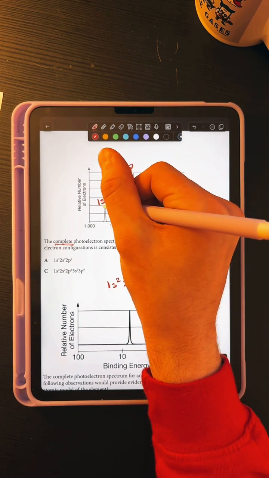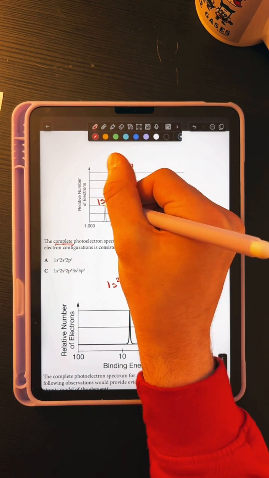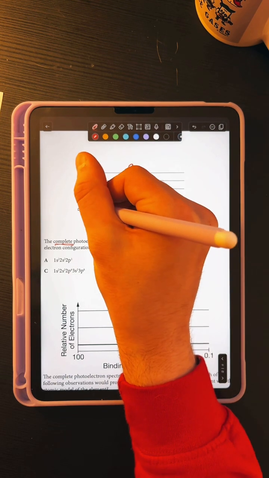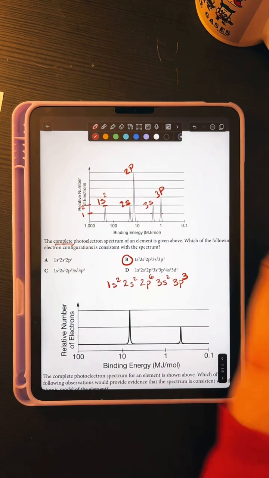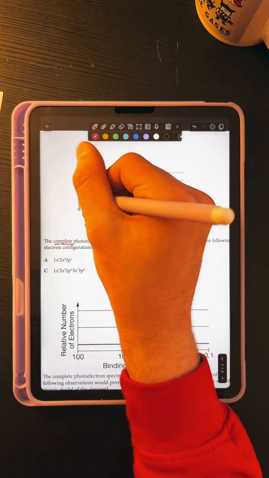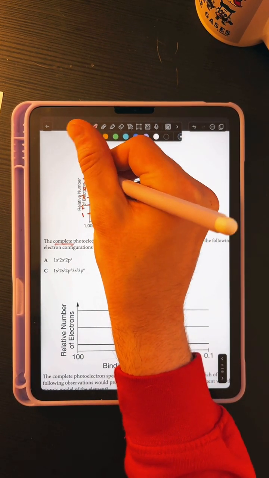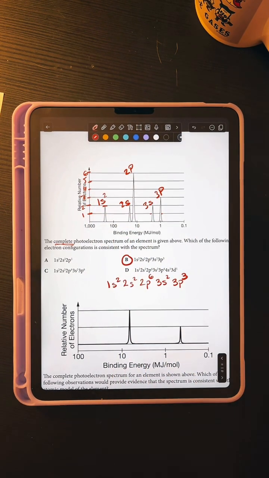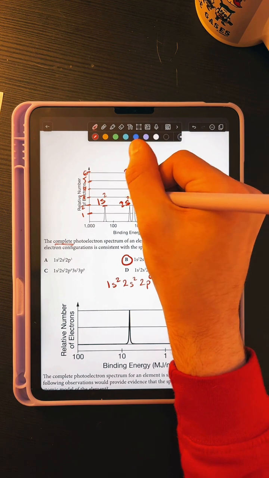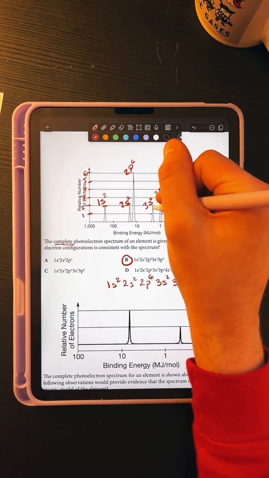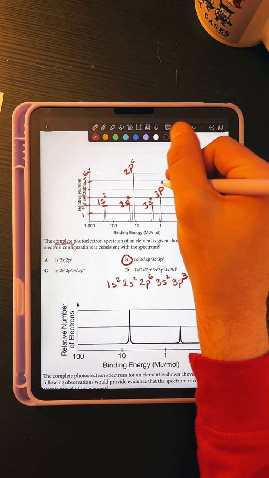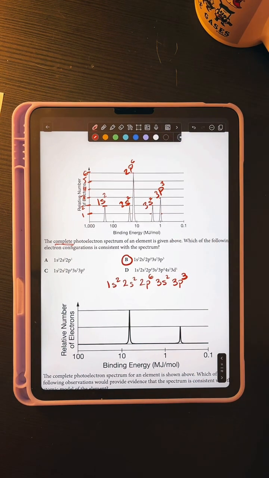So if we look at the lines here, this peak tells us that this line is 2 electrons, which means this line must only be 1 electron. Then 3, 4, 5, and 6. And then we can fill in the rest from there. So we have 2s2, 2p6 because it hits line 6, 3s2 hits line 2, 3p3 because it hits that third line.